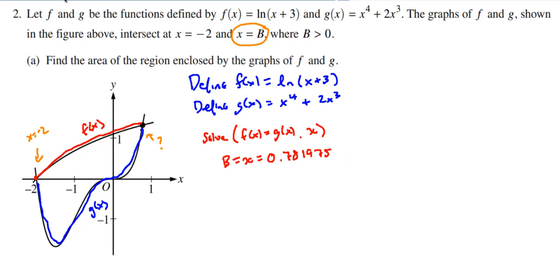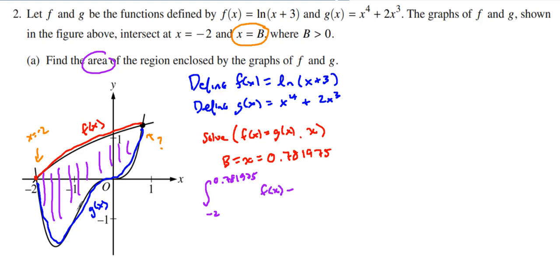Now what are we going to do? We're going to find the area enclosed by these graphs. We're going to take a look at this total area in here. And so how do we find area? We do an integral. Our lower limit is -2. Our upper limit is this b, this 0.781975. My top function is my f of x minus my bottom function, my g of x, dx.